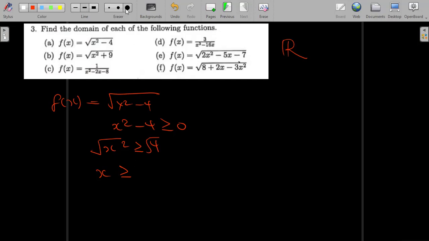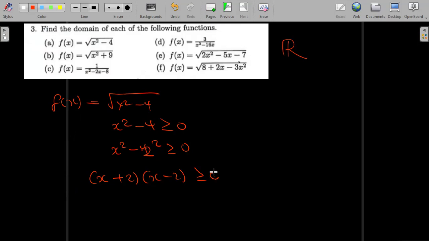Okay, let's draw back a bit. So look at this here. If you do the difference of two squares here, you have x squared minus 4. It's actually the same thing. I just wanted to show you that you can do this, but the approach is the same. With the difference of two squares, you just get x plus 2 and x minus 2 to be greater than or equal to 0.